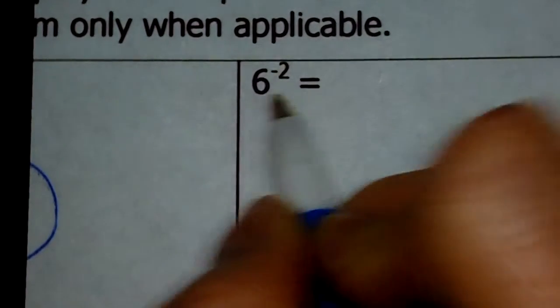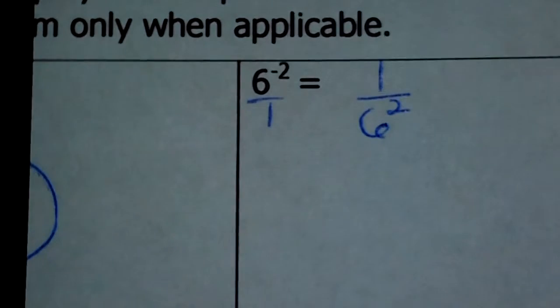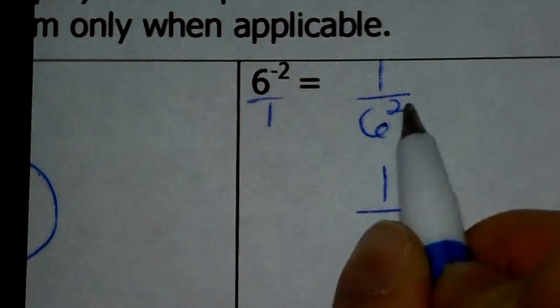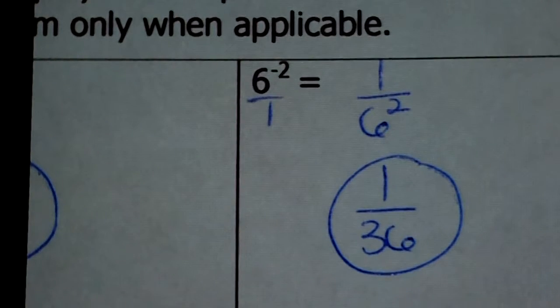All right, 6 to the negative second power is the same as 1 over 6 to the positive second power. And we know that 6 squared, 6 times 6, is 36. So 6 to the negative second power is equivalent to 1/36.